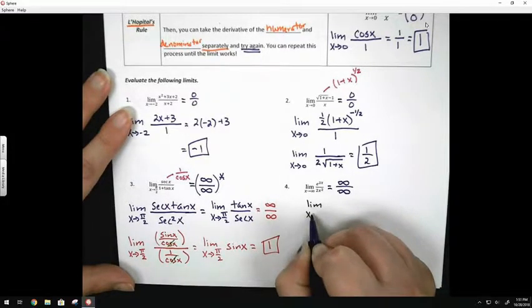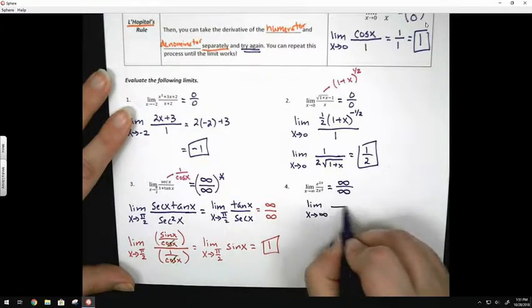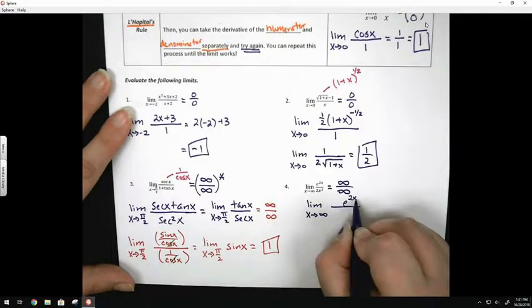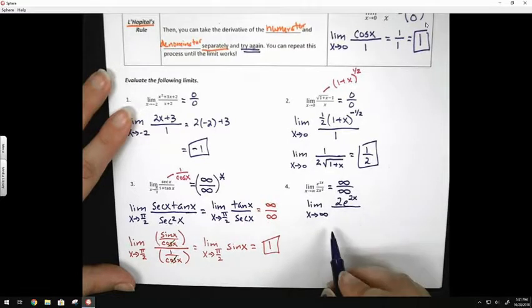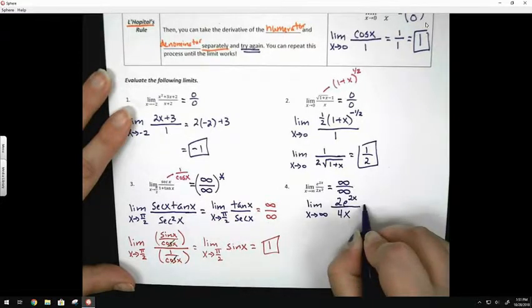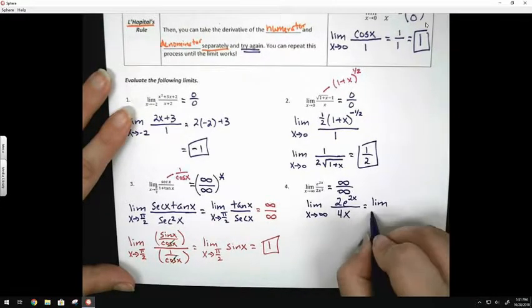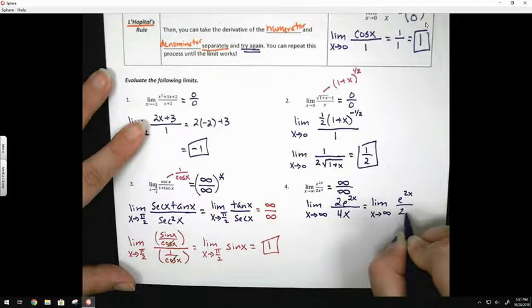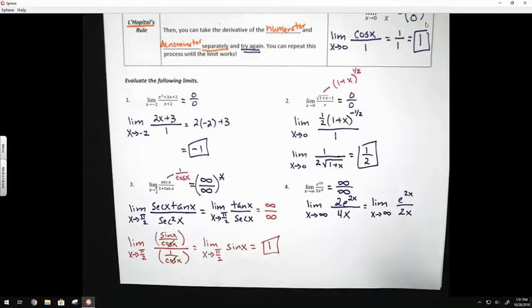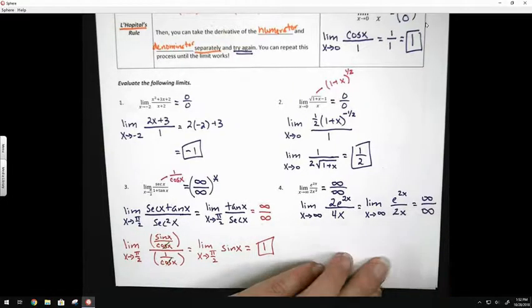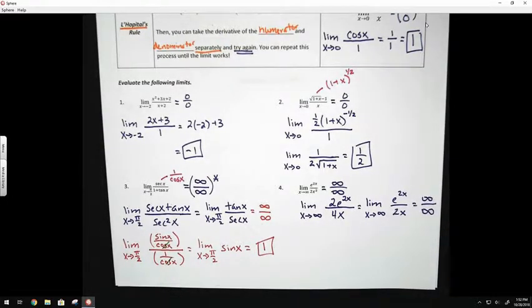So the limit as x approaches infinity, and I'm going to take the derivative. The derivative of e to the 2x is e to the 2x, and then multiply by the derivative, so a 2, and I'm going to stick it in front. And then 2x squared, if I take that derivative, I'd actually get 4x. So I can simplify this down to the limit as x approaches infinity of e to the 2x over 2x. And now I can try and evaluate my limit again. So if I plug in infinity, I'd have infinity on the top, and I would have infinity on the bottom. That's still my indeterminate form, so now I'm going to do it again.